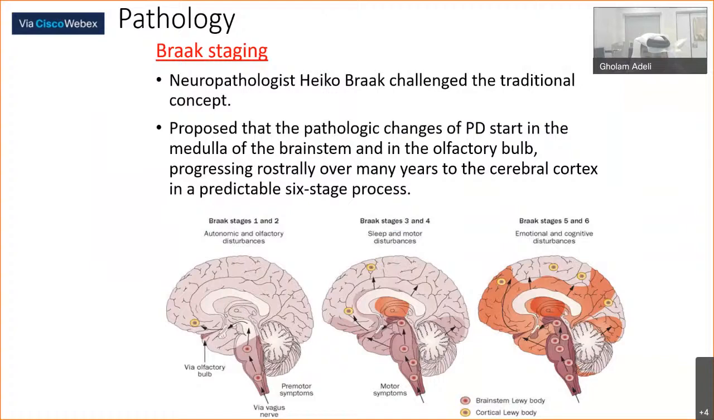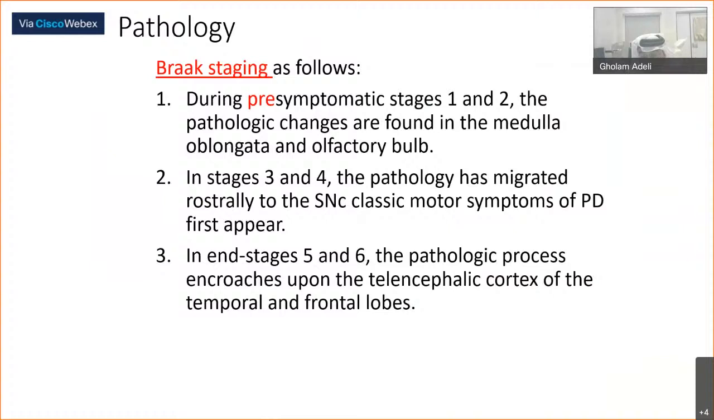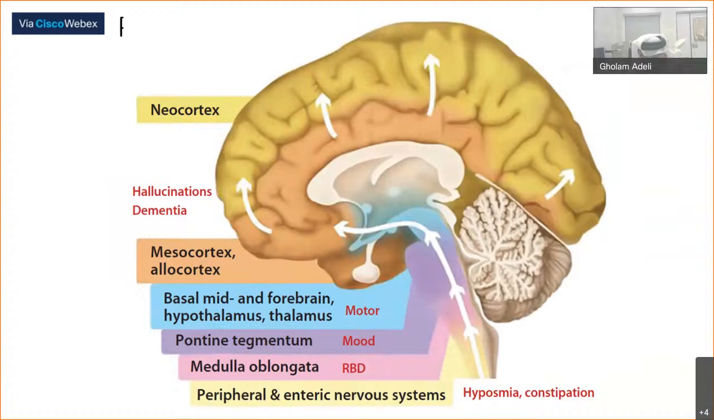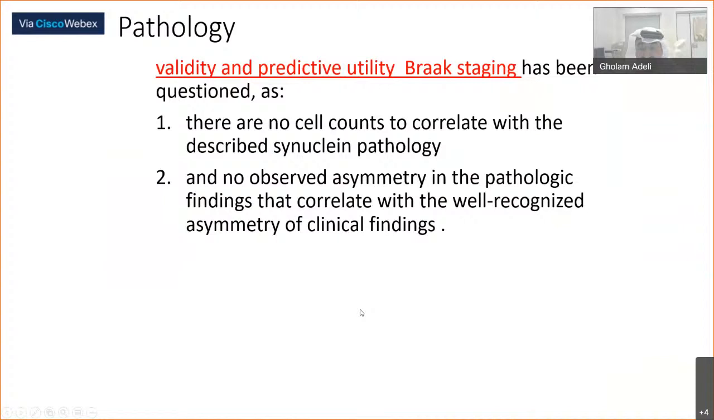These are like stage one, the premotor stage, because they have REM behavior sleep disorders. As they progress, then they start the motor symptoms. It took a good decade of people discussing and accepting the idea, because REM behavior disorders and mood disorders happen, and then the motor symptoms. But clinically we see asymmetry, and this is lacking in Braak's pathology, because it's bilateral, while we have patients presenting with asymmetric involvement. Plus, so far there are no cell counts to correlate with the synuclein pathology described.